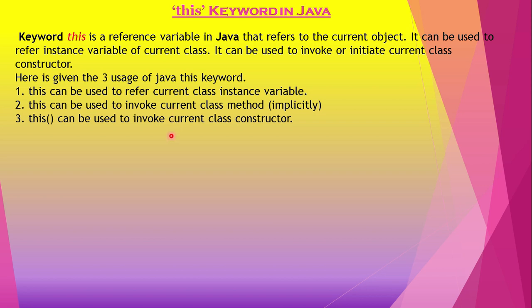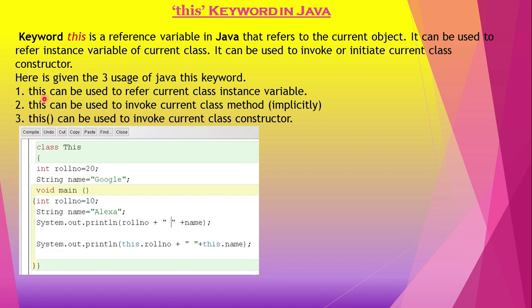It has three uses. This can be used to refer to the current class instance variable. Instance variable, in order to refer. This can be used to invoke current class methods. These two only I am going to explain to you, not the other one. Constructor, when we discuss the constructor chapter, that time it will be explained. So this keyword is only a reference. It will behave like a temporary object.